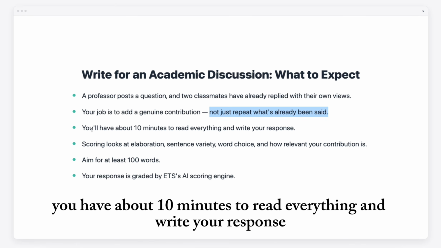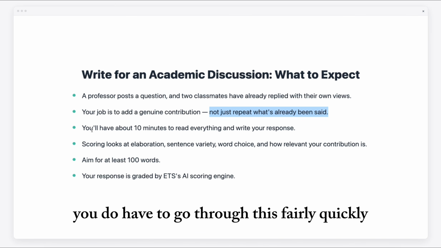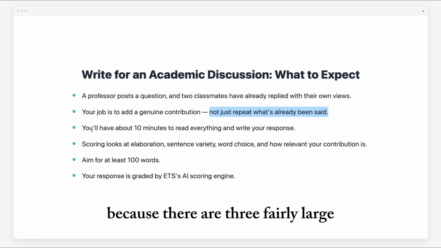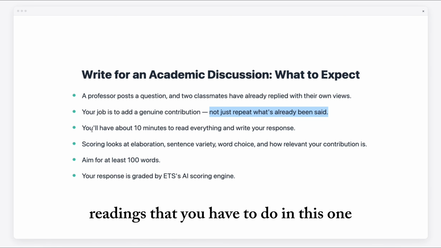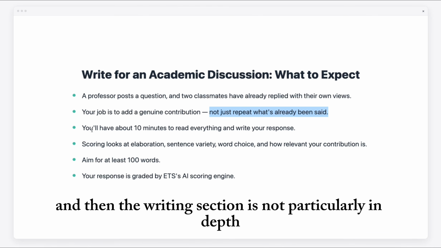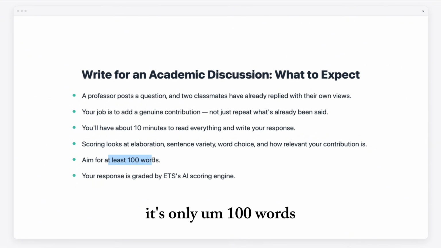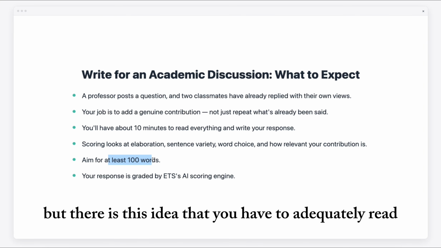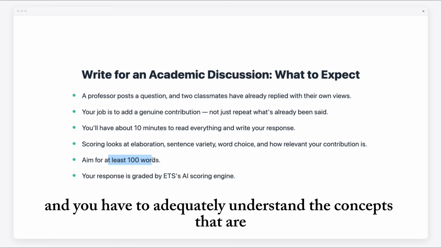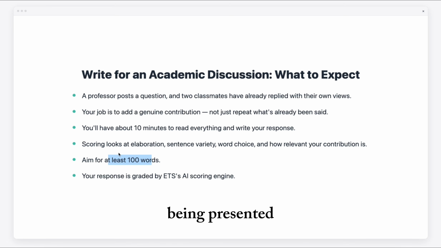You have about 10 minutes to read everything and write your response. So you do have to go through this fairly quickly because there are 3 fairly large readings that you have to do in this one. And then the writing section is not particularly in depth. It's only 100 words, but there is this idea that you have to adequately read and adequately understand the concepts that are being presented.